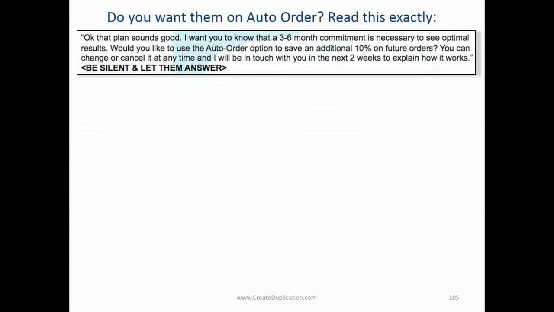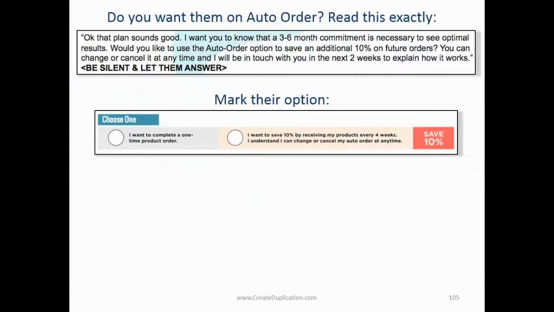So I would say, okay, that plan sounds good. I want you to know that a 3 to 6 month commitment is necessary to see optimal results. Would you like to use the auto order option to save an additional 10% on future orders? You can change or cancel it at any time, and I will be in touch with you in the next 2 weeks to explain how it works. They're going to say, sure, yeah. All right, so then mark their option.